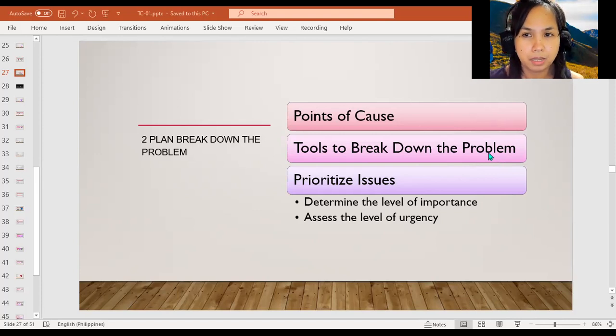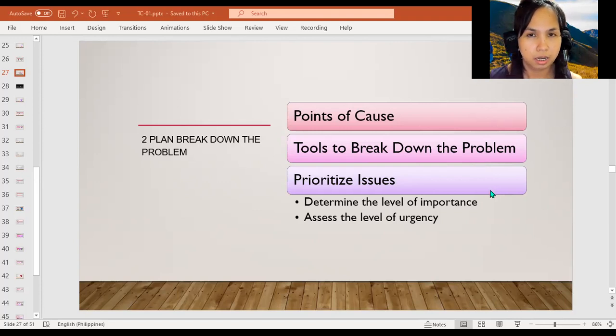Okay. Now, what about the tools to break down the problem? There are many tools that can help you visualize really the what, when, where, and who of a problem. For example, we have the Pareto diagrams, tree diagrams, pie charts and scatter plot diagrams.